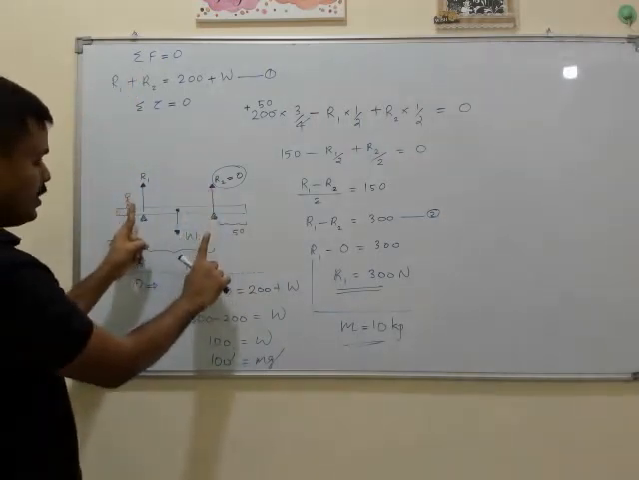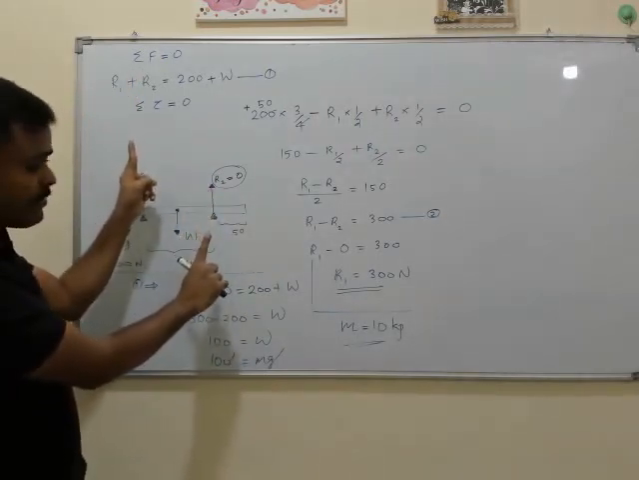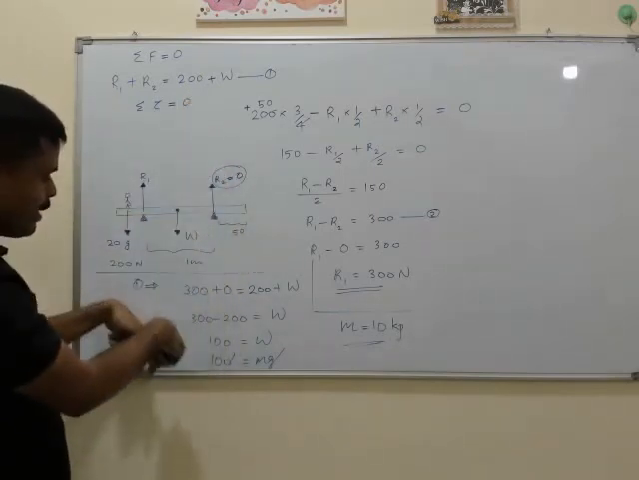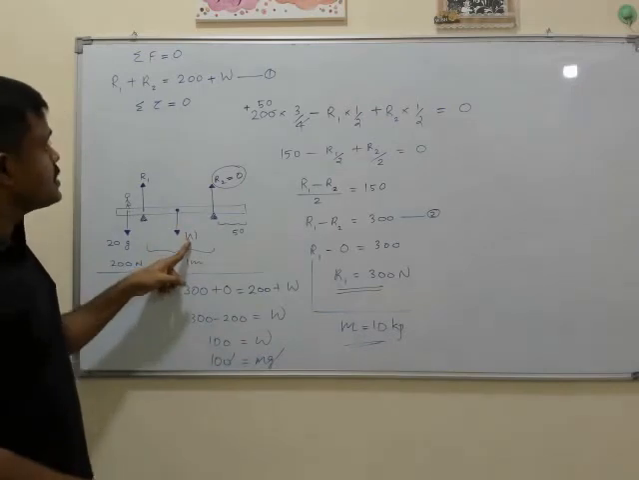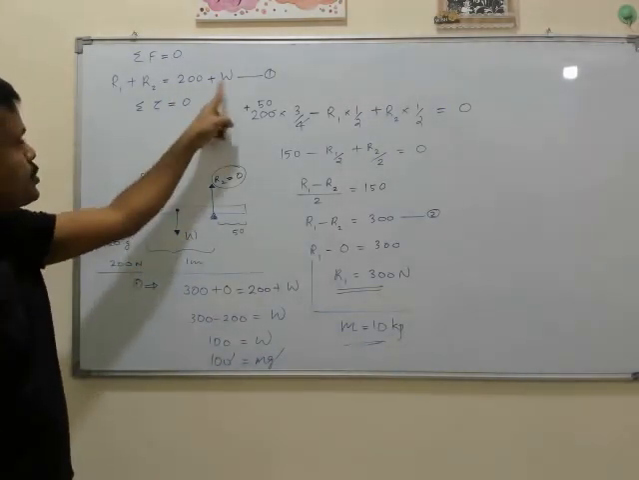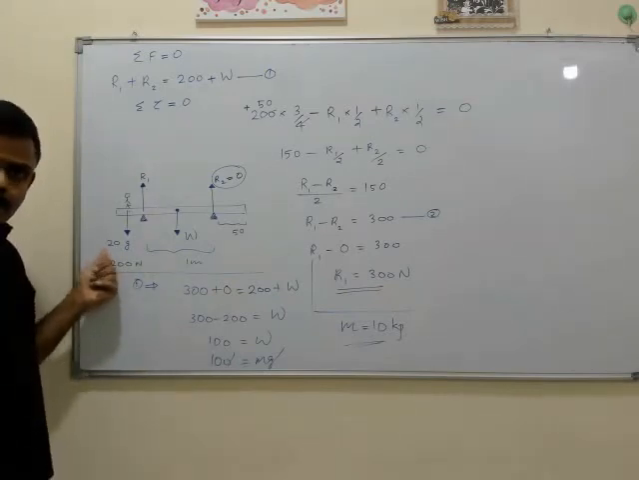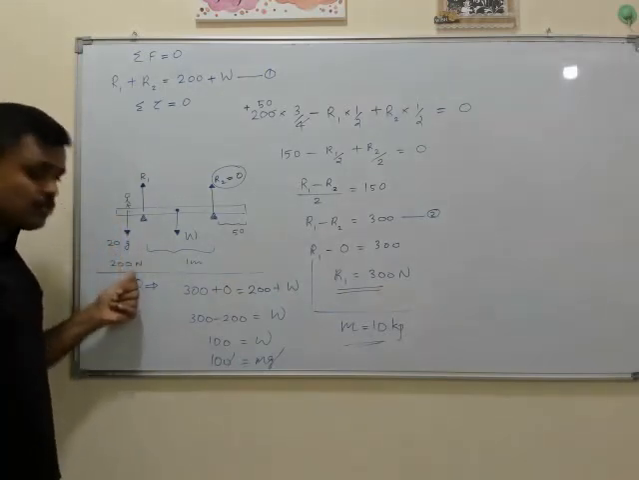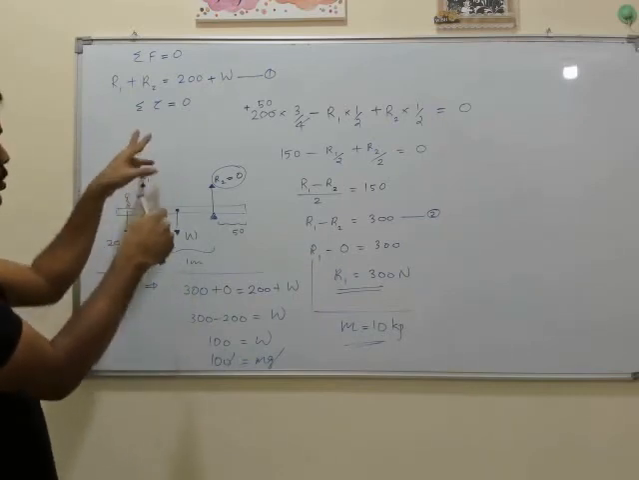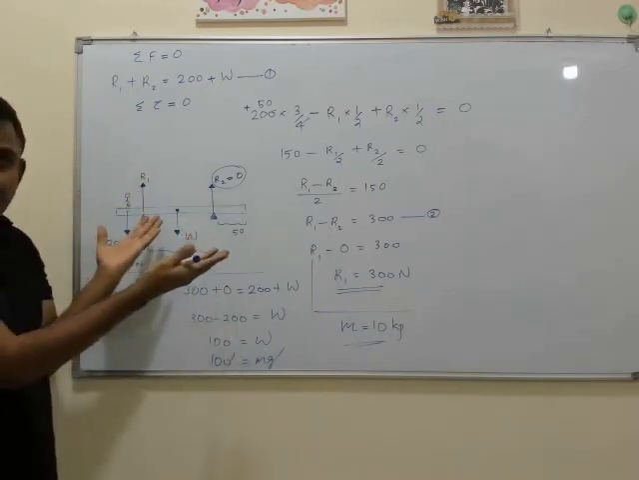Net force is what? On this bed, the normal reaction is R1. Here it is R2. Both the normal reactions, R1 plus R2, should be balancing the weight of this rod plus the weight of the girl. So W plus 200. 20 kilogram is the mass, then weight is 200. Then you put the second condition. Torque is equal to 0.